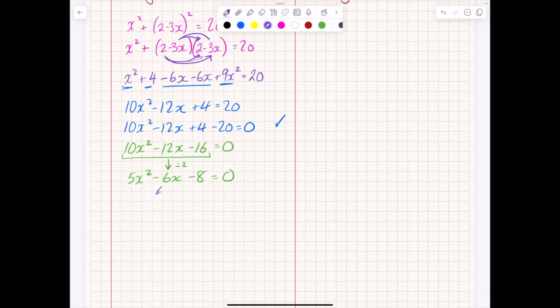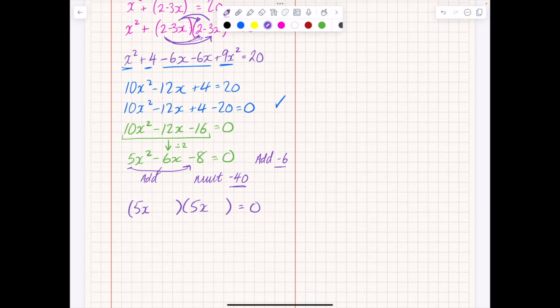Go for our factorization. Again, if you want to pause it, you can here. I need two numbers that add to minus 6, but remember I've got to do 5 times minus 8, so it's multiply to minus 40. So what two numbers add to minus 6 and multiply to minus 40? Again, you can pause the video if you think you'll be able to work this out from here. But looking at that, I can go negative 10 and plus 4.